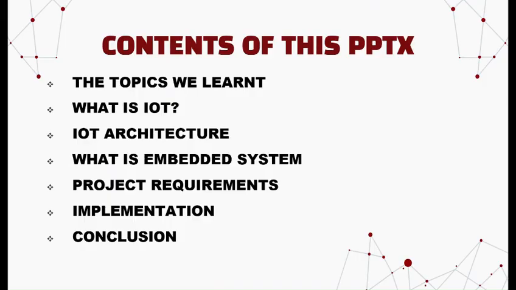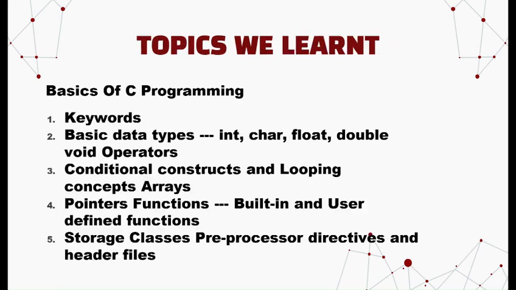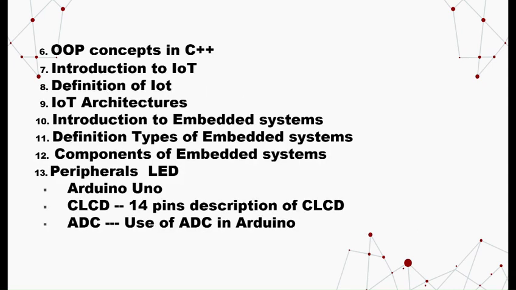So the contents of this PPT. The topics we have learned: what is IoT, IoT architecture, what is embedded systems, project requirements and implementation of this project, and conclusion. The topics we have learned: basics of C programming like keywords, basic data types like integer, char, float, double, etc., and operators. And other topics like conditional constructs and looping, arrays, pointers, functions, built-in and user-defined functions, storage classes, preprocessor directives, and header files.